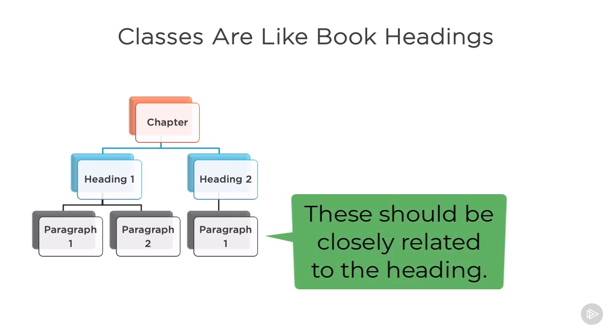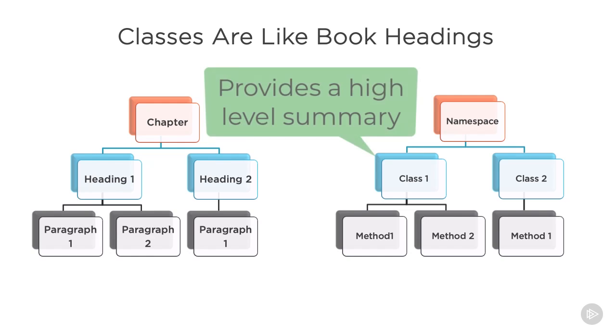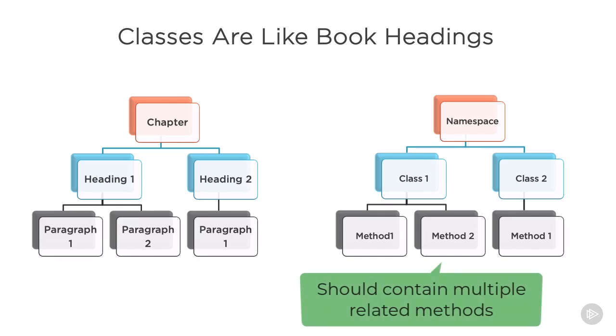A well-written heading should contain a number of related paragraphs underneath that stick closely to the topic outlined in the heading. In the same way, well-named and targeted classes provide a strong cue to the high-level intent of what's inside, and thereby aid the reader. Just like a heading with related paragraphs, a class should contain multiple methods that relate closely to a single clear responsibility.